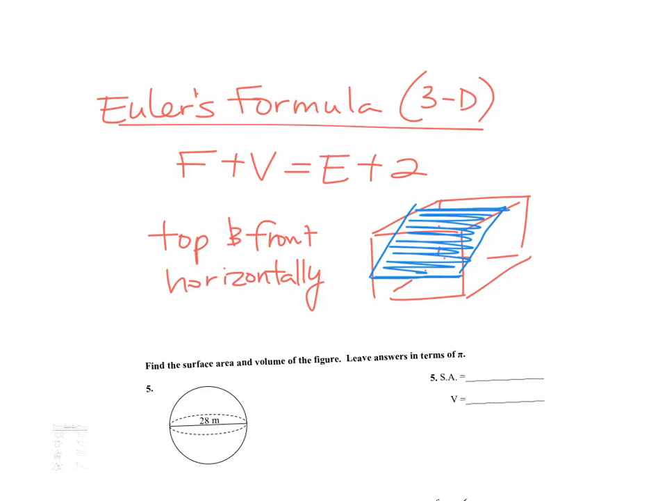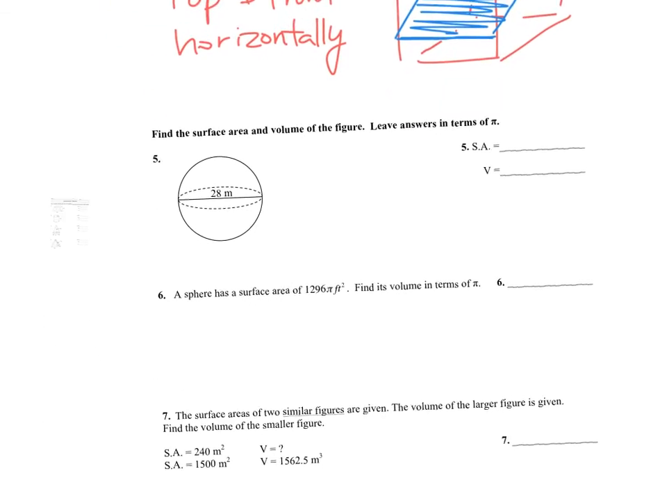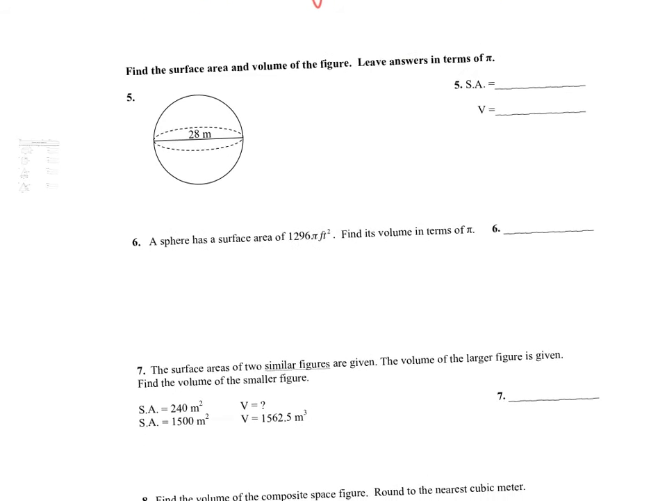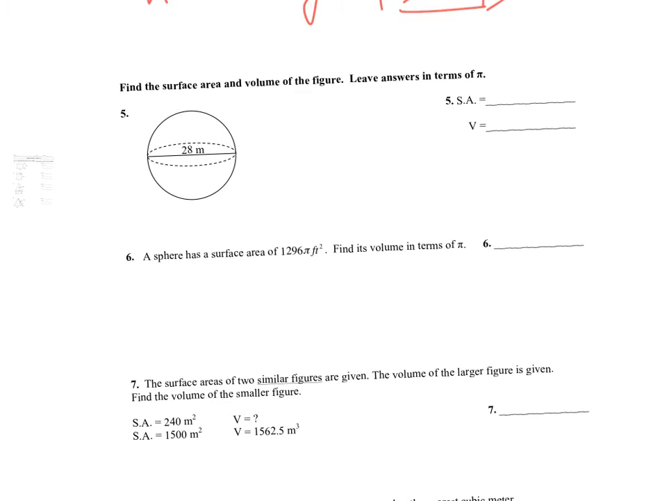Okay, so we're going to start on the back side of your worksheet, which is now crooked. Bummer. Sorry, we're going to write a little crooked here. So starting with number 5, you're going to find the surface area and the volume of a sphere. And you will have the sheet in front of you that says surface area of a sphere is 4 pi r squared. And volume of a sphere is 4/3 pi r cubed.